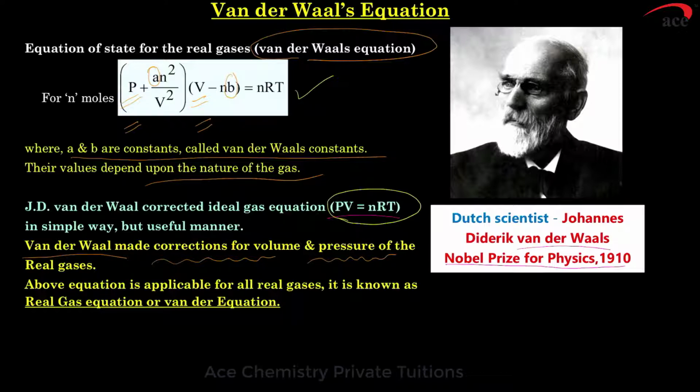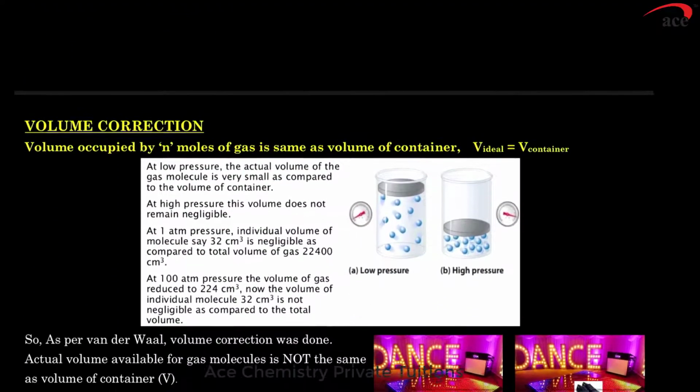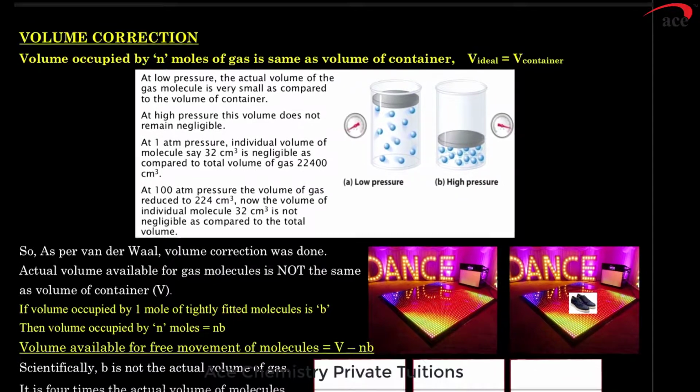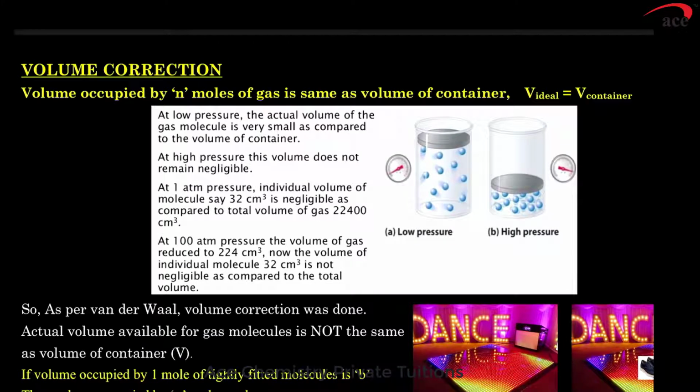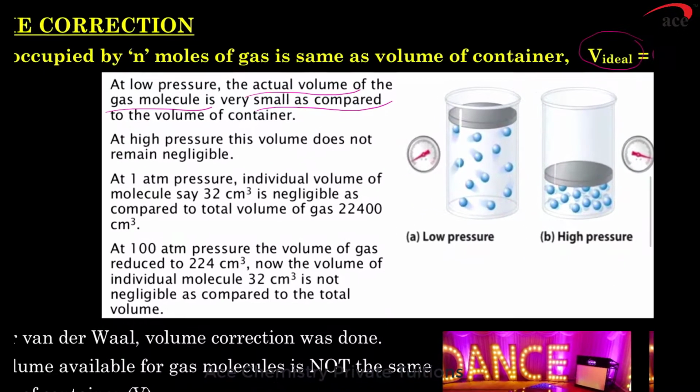What are those corrections in volume as well as pressure? We'll see that part. First part, volume correction. At very low pressure, for an ideal gas, whatever is the volume of the container. Remember, in PV equals nRT, V is the volume of the container for an ideal gas. Now at low pressure, the actual volume occupied by gas molecules is very small.